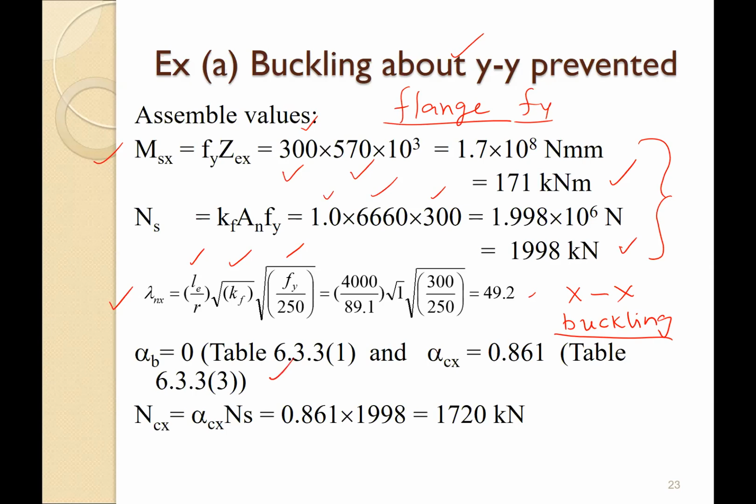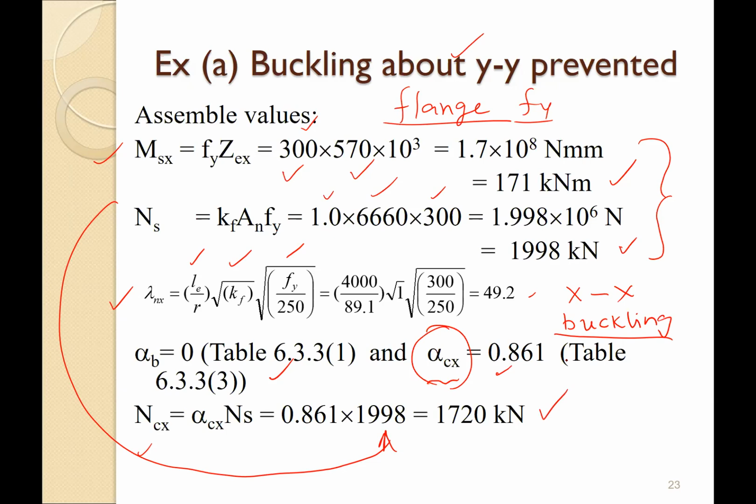Alpha b equals 0 from Table 6.3.3.1, and alpha cx is 0.861. That's from the table. You are already familiar with this procedure. We are interested in calculating the slenderness reduction factor, which is your alpha cx, a function of alpha b and lambda nx. Then we calculate the Ncx, the member capacity, which is alpha cx times Nsx. We already have the section capacity, so use this value here, and you can see there's a reduction because of the possibility of buckling. So that's the member capacity, 1720 kilonewton.